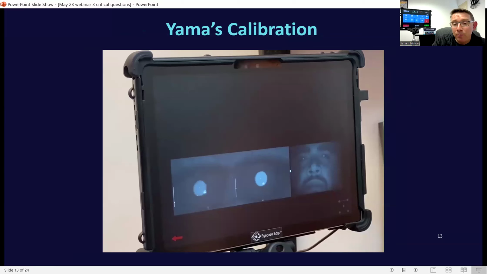Let's show you a video. This is Yama's first time calibrating with me, so it's a new set of eyes for me. We see right away I've set up the device, the image is focused, that visual tracking indicator is there, so I've already answered question number 1. Let's see how he calibrates, and then we'll interpret the calibration data that the device gives us.